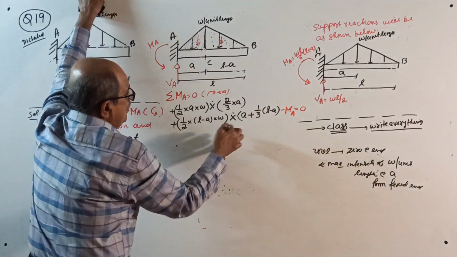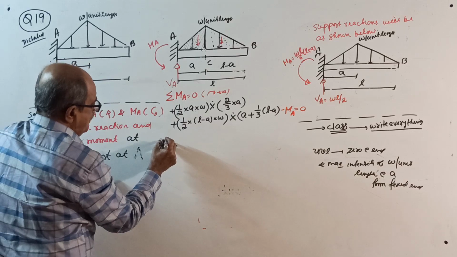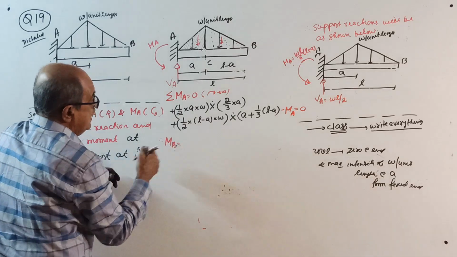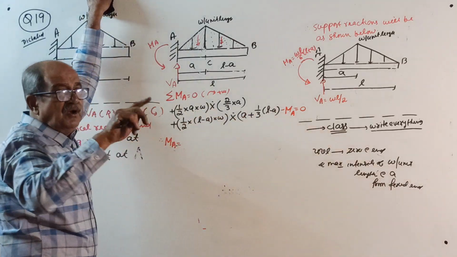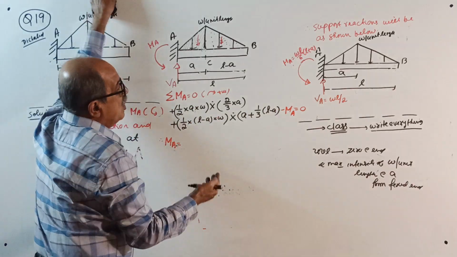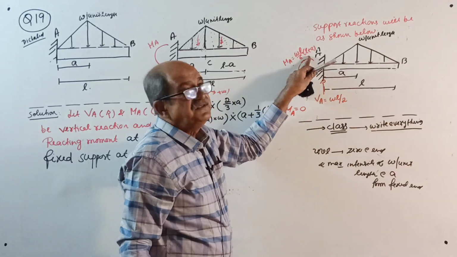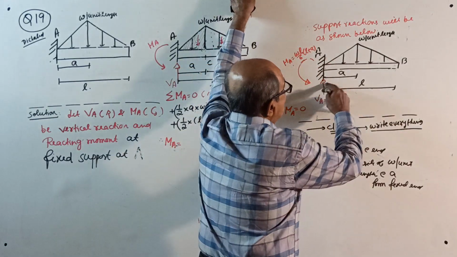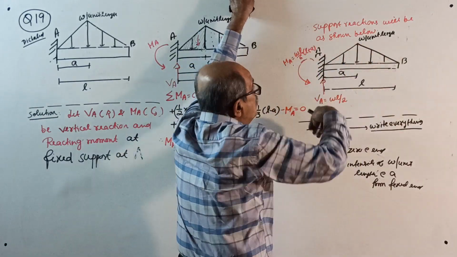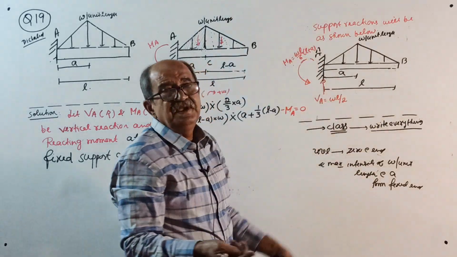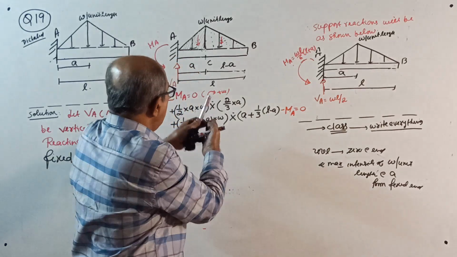Therefore, your MA equal to, this minus will become positive that side. You got the answer directly with one single step here. What? Half into L into W into L plus A by 3. Single step you got it. Now you have to expand it.